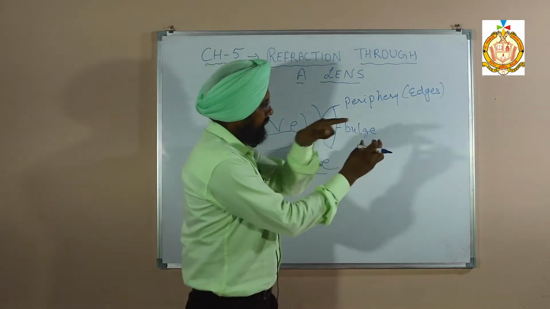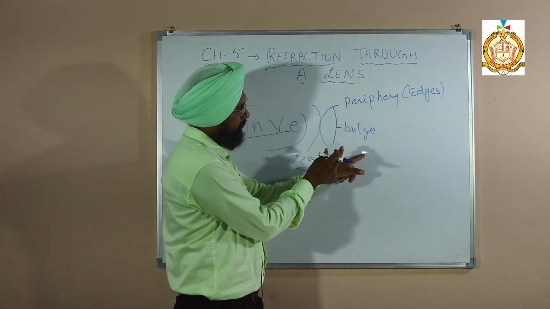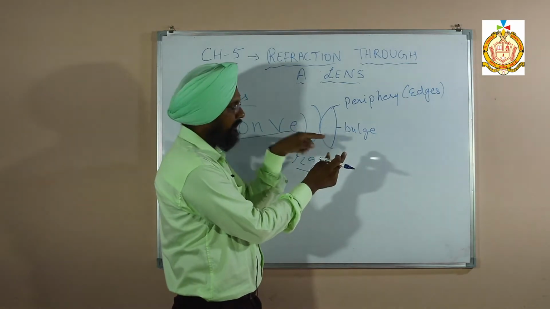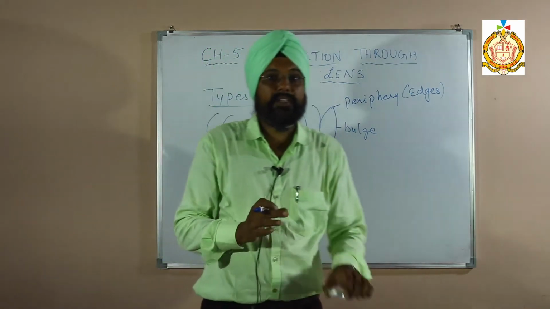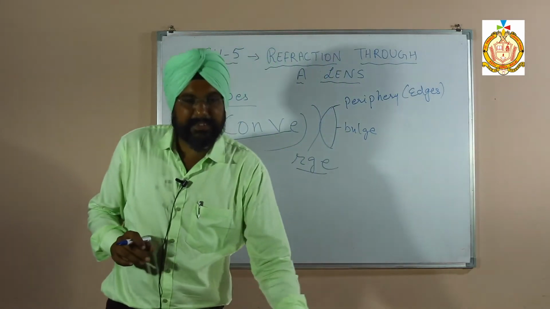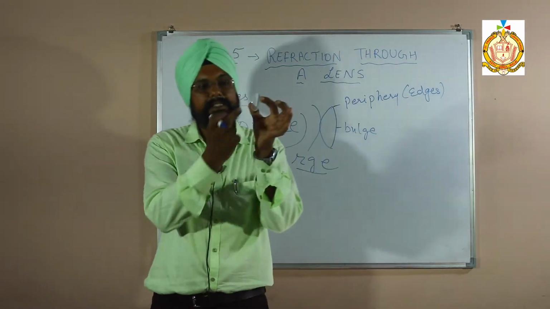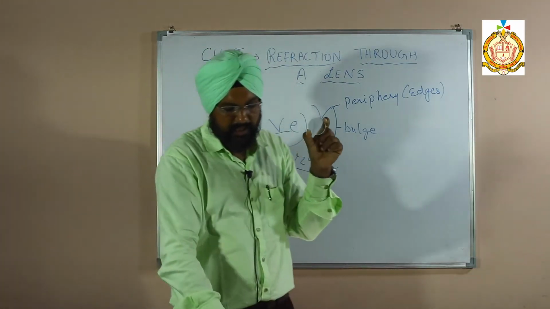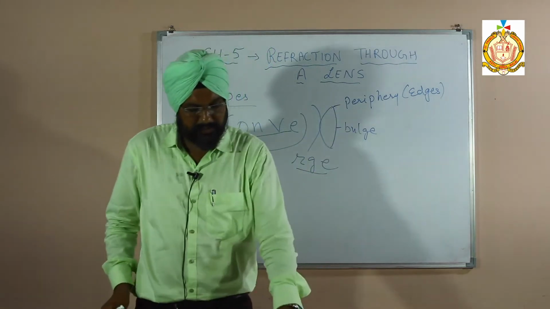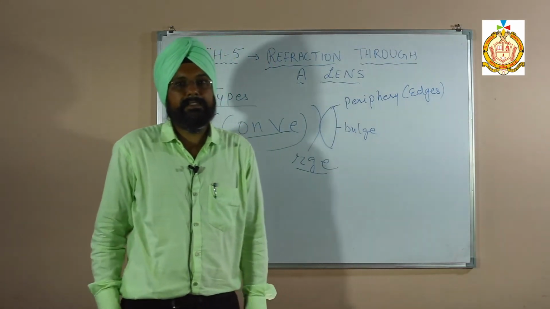Suppose the rays are coming; a mirror reflects the rays at this point. A lens passes the rays and shows the refraction at one point. So what is a lens? First of all, a lens is transparent and it passes the rays through it, with two spherical surfaces. Two types of lenses are there.